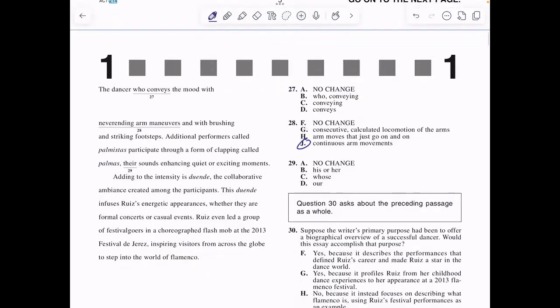29. Additional performers called palmistas participate through a form of clapping called palmas. Their sounds enhancing quiet or exciting moments. So if we're talking about performers, we do need to keep this plural. So I would go A. So for these, you want to match your noun. If it's singular, plan accordingly. If it's plural, in this case, we wanted to match there. That was our only plural option.